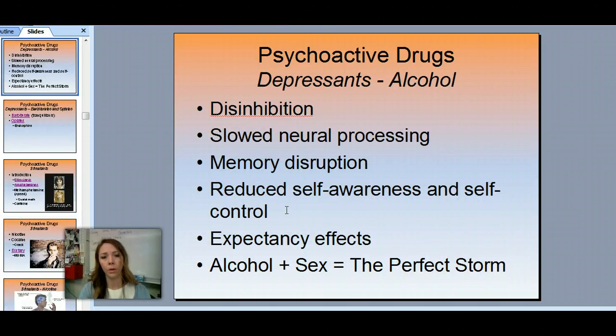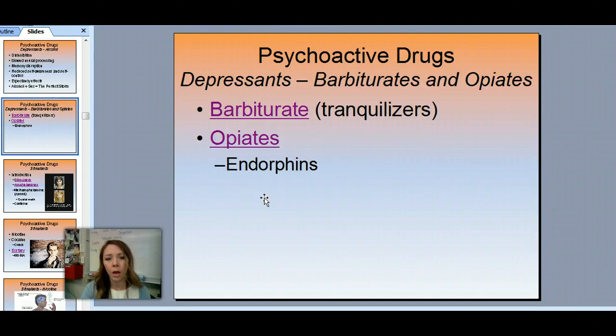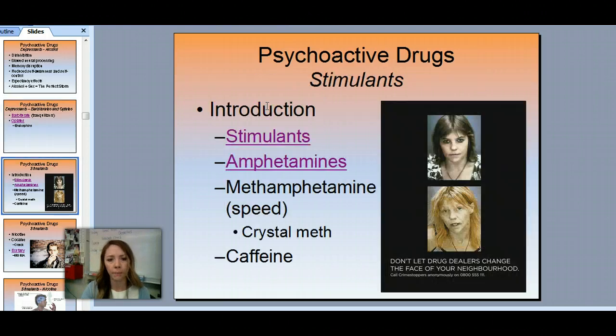So I just went through this. So you've got disinhibition, right? More likely to act, slower neural processing, reduced self-awareness and self-control, right? Like you can't control yourself, things like that. Memory disruption, not making memories. Other ones are barbiturates, so they're things that tranquilize, and opiates, things that block pain.